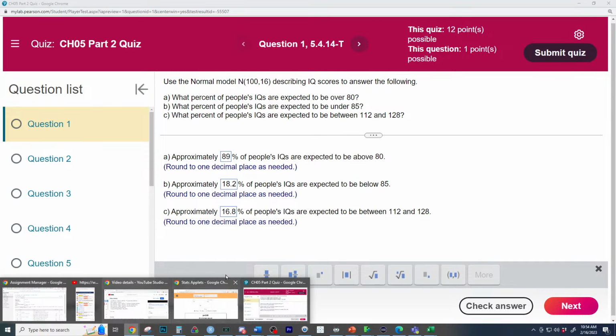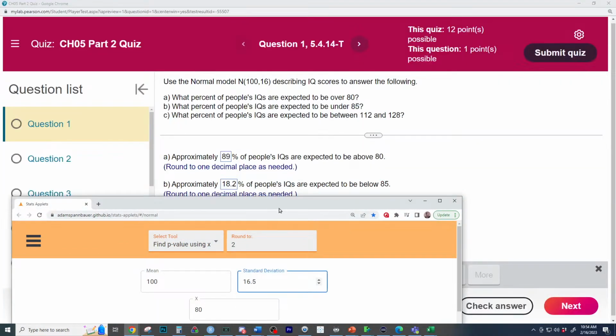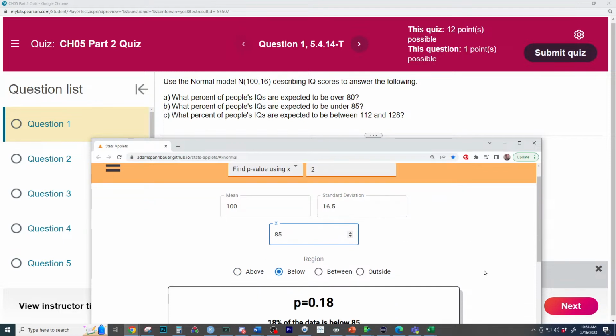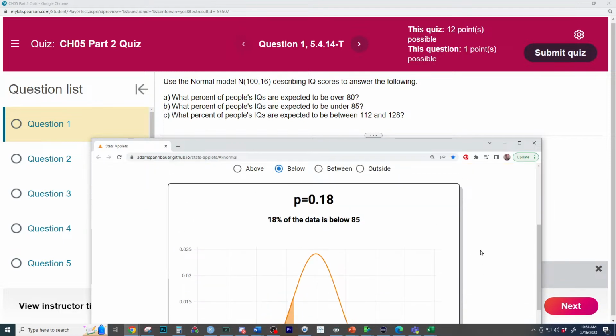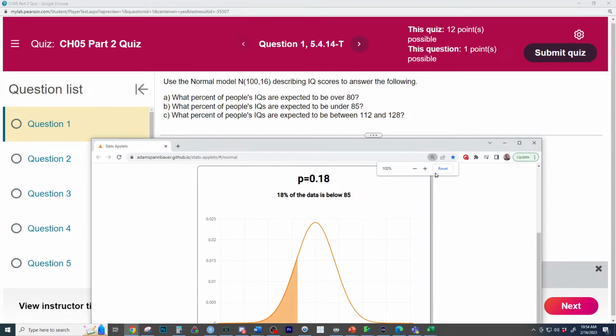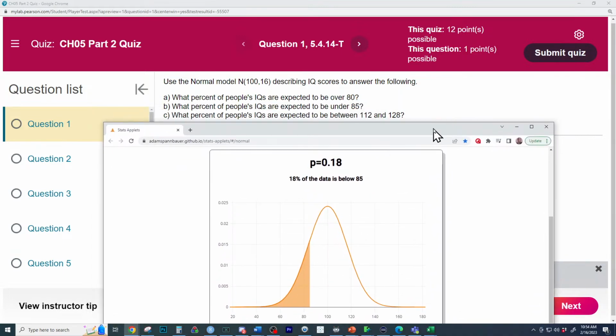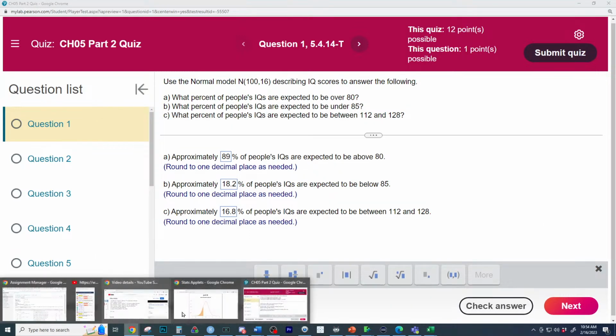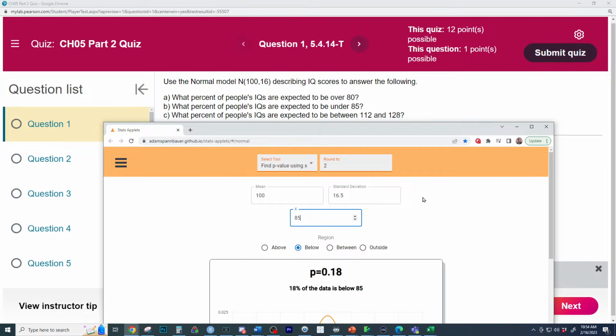The next one says below 85. And when we go here to below 85, it's going to look just like our picture we drew. And the answer is 18%. So remember, it's just drawing the picture for us and getting the answer. And this is what we drew and estimated. And we said it was a little more than 16, but the exact answer is 18%. And we are doing it to 1 decimal, I believe. Remember, this does give you the option to round up.